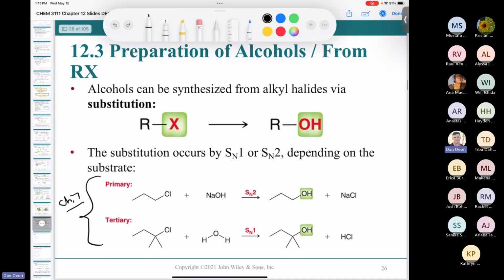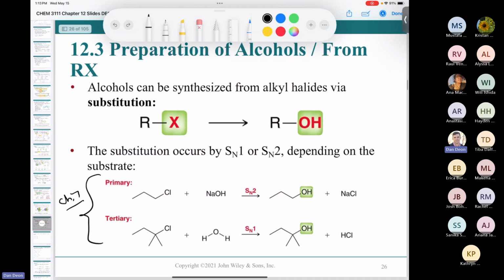Now let's take a look here, okay? What are we taking a look at? So the first reaction is showing you a primary alkyl halide. This is 1-chloropropane, right? Everybody should be able to name that compound, or you could call it propyl chloride. Either way, you're treating that with sodium hydroxide.